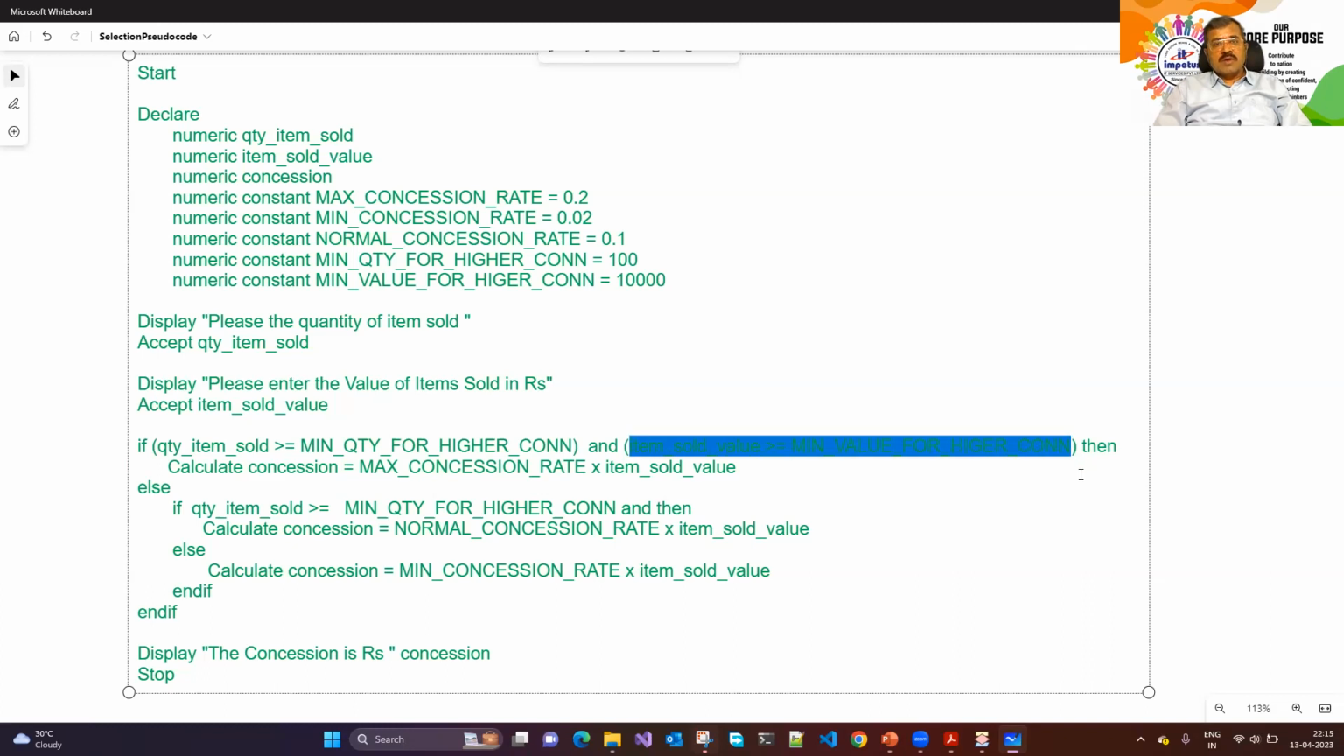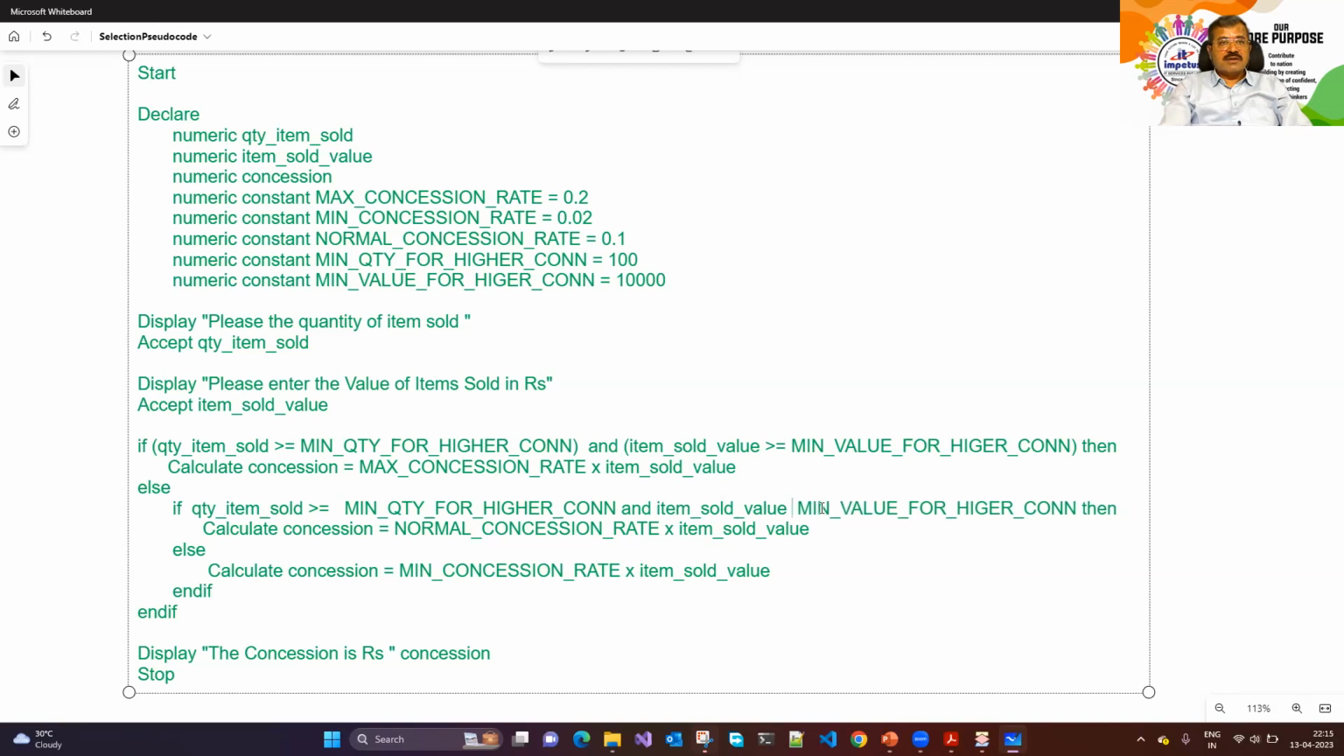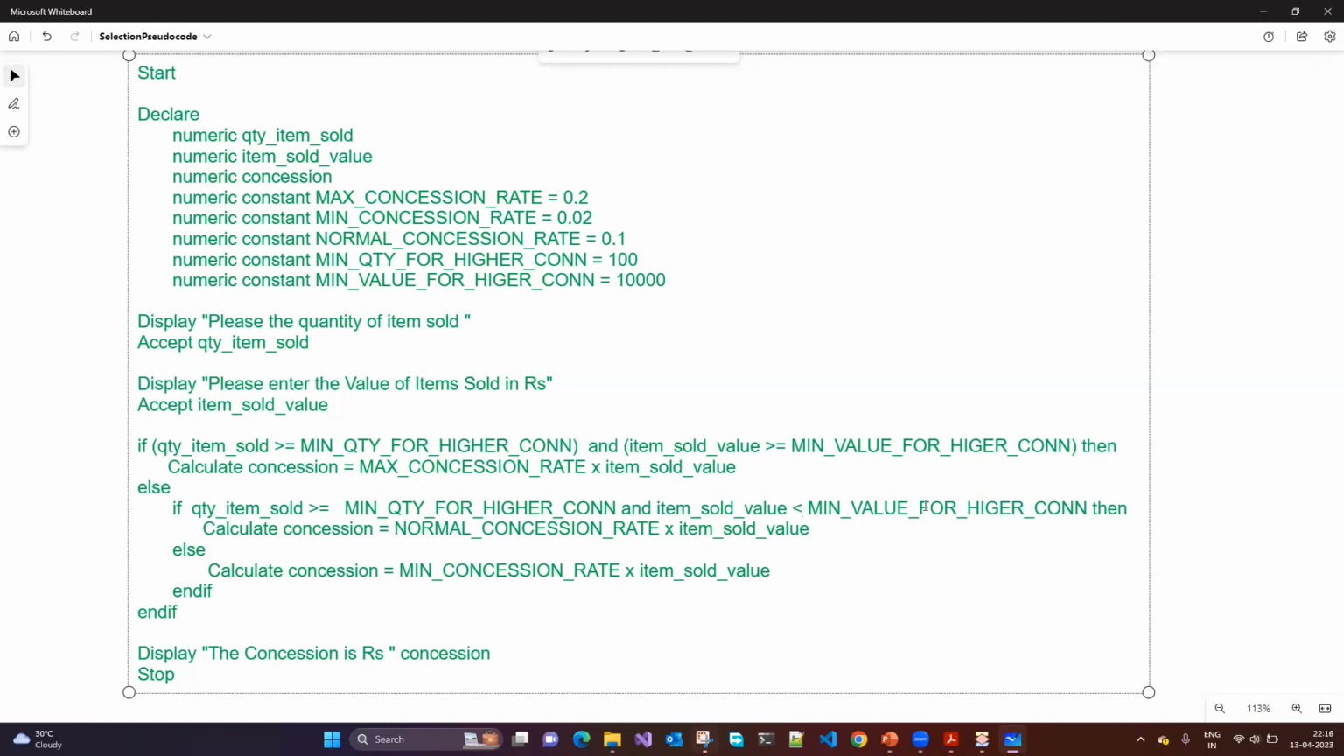So what she was trying to say, and I made her think, is that you are saying it should be like this, if it is less than this. That's what you feel? Friends, do you feel it should be like this? Sir, one minute. That means if the quantity of items sold is greater than 100 and the value of the item sold is less than 10,000, then the normal concession is to be paid. Sir, yes, we have to give it.